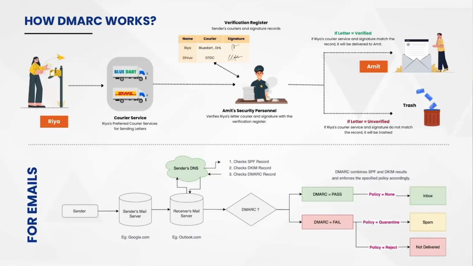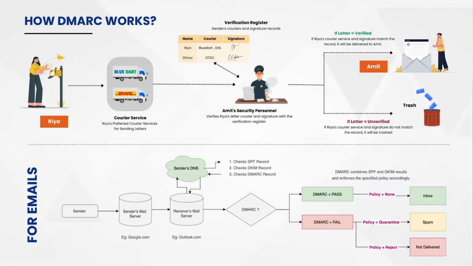You can say both of the scenarios go hand in hand. It's just that in the first part it's a physical letter sent by Ria to Amit, and in the second it's sent by normal email. Amit's security personnel is basically the guard that verifies whether everything is set or not. Here, the receiver's mail service is acting like the guard. It checks whether the records are already there or not.